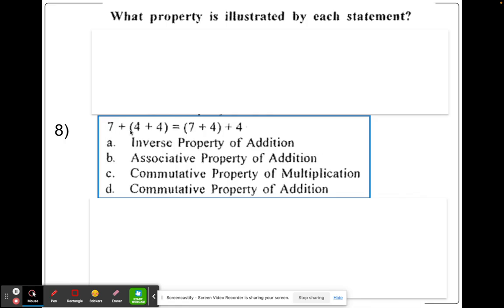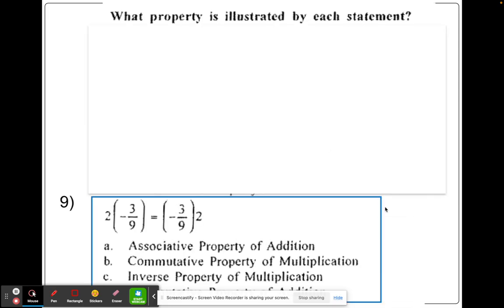Okay, let's look at this one. Inside the parentheses here, I have 4 plus 4. Inside the parentheses here, I have 7 plus 4. I changed my groupings. I'm still adding the same three numbers, 7 plus 4 plus 4, changing my groupings of which I'm going to do first. That would be my associative property of addition. Now, oops, I gave you the answer. Sorry about that. Here is multiplication. I have 2 times negative 3/9, or negative 3/9 times 2. I just changed the order. So that is commutative property of multiplication.